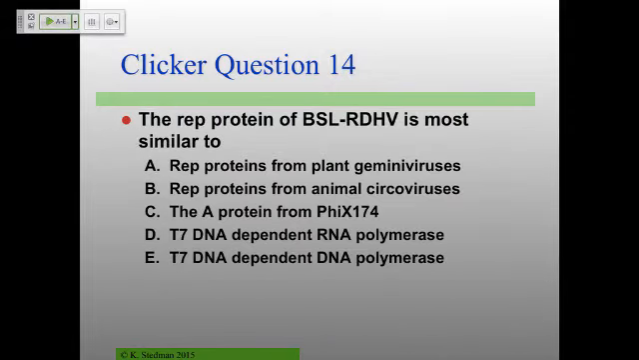Our next question for today is the rep protein of BSL-RDHV, my second favorite virus, is most similar to rep proteins from plant Gemini viruses, rep proteins from animal circoviruses, the A protein from Phi-X174, T7 DNA-dependent RNA polymerase, T7 DNA-dependent DNA polymerase. And if you get this one wrong, I can blame George.